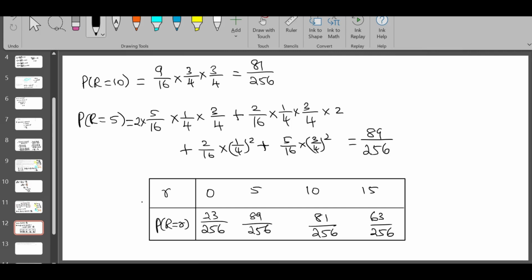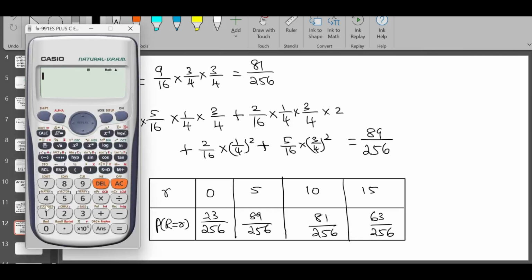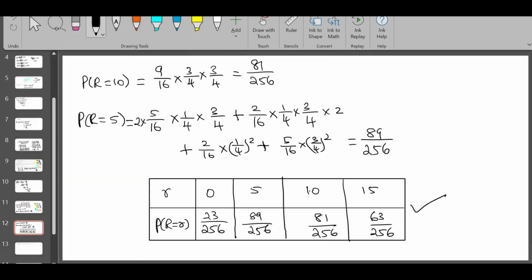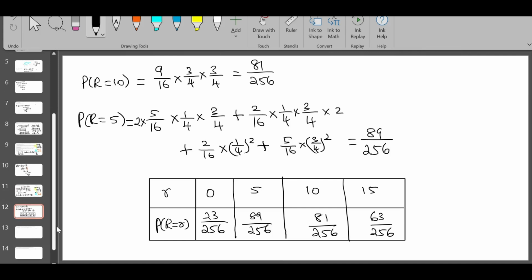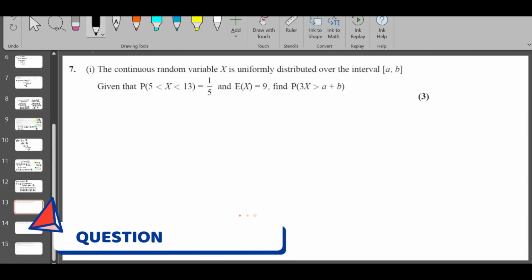And the next important thing, in a probability distribution table, the sum of all the probabilities should be equal to 1. We always need to verify that. So 23 plus 18, I'm just adding the numerators to make sure it's 256. 63 is 256. 256 over 256 is 1. So our distribution table is correct. So we have to verify that. That's all.